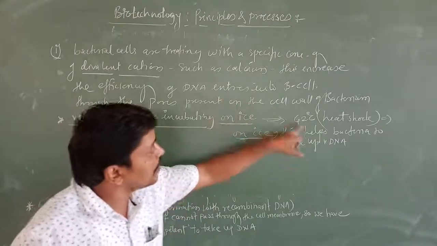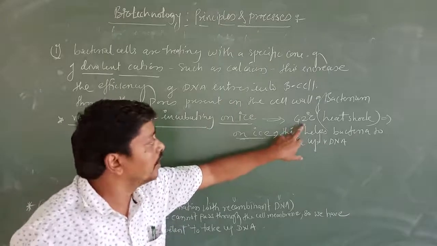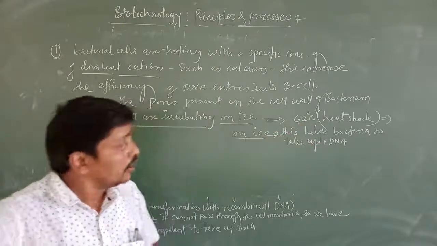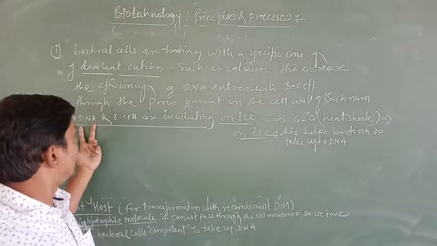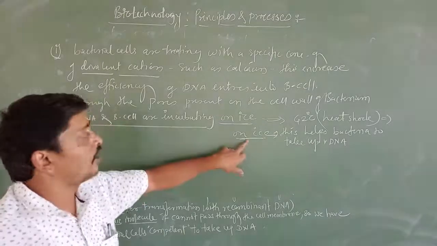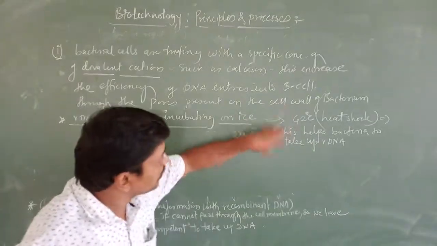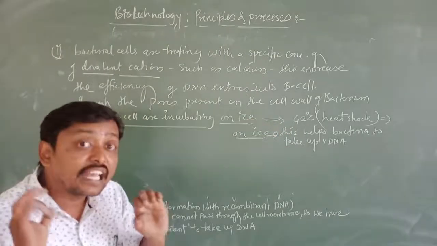Then afterwards we give a 42 degrees Celsius heat shock, and again we put these rDNA and bacterial cells on ice, and after doing this process, what is going to happen?